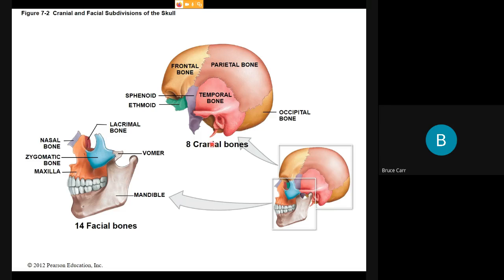And then this notch is formed by the sphenoid bone shown here in purple, which forms kind of the back wall of the notch, and the ethmoid bone, which forms the roof of the notch.